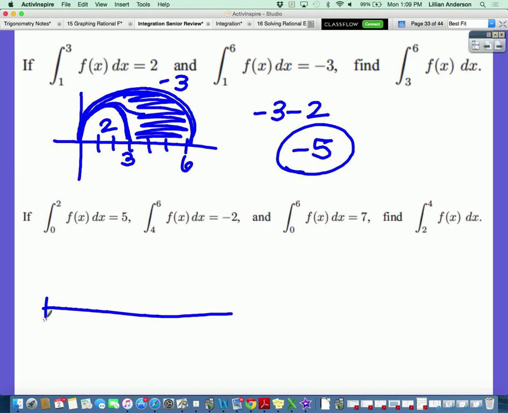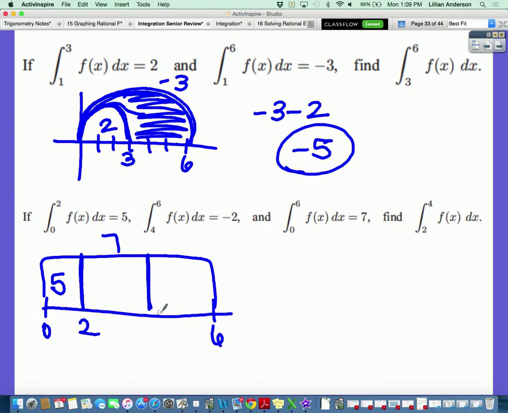You subtract 0 to 2, right? You know this whole area right here is 7. Take 7, and you subtract the other 2, because you have from 0 to 2, which is 5, and you have from 6 to 4, which is a -2. So you would subtract them from the whole thing to find the area that you're looking for from 2 to 4.